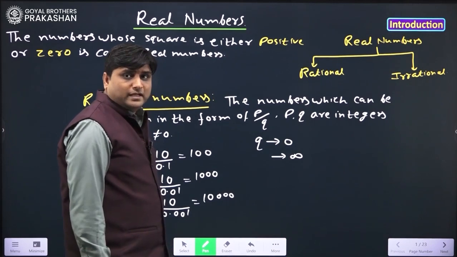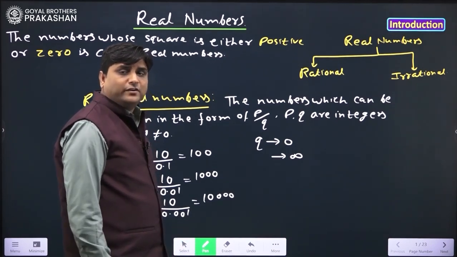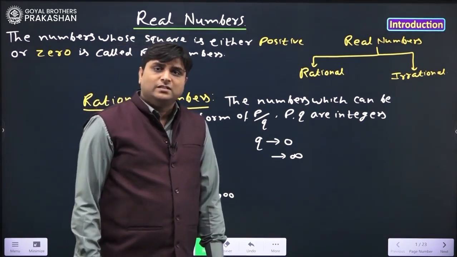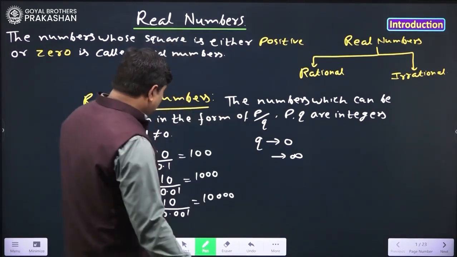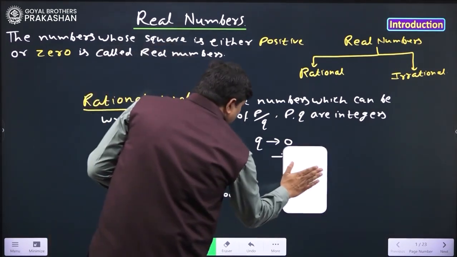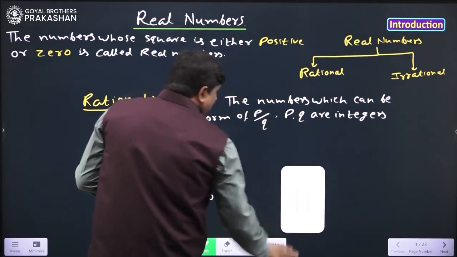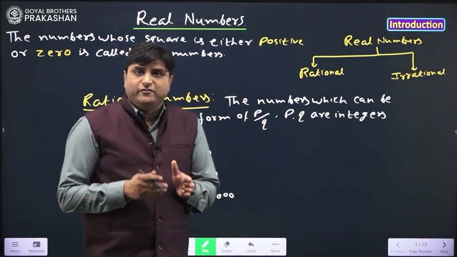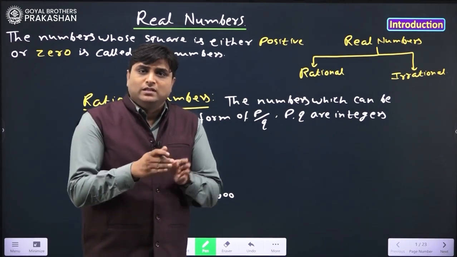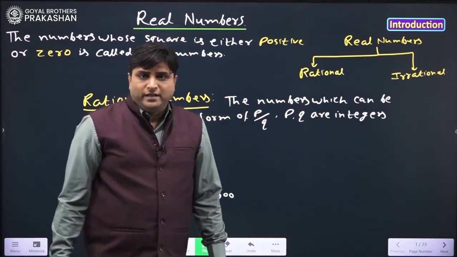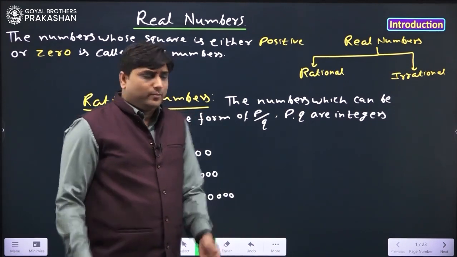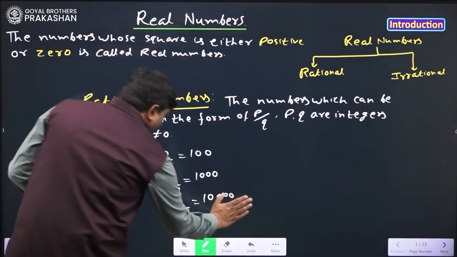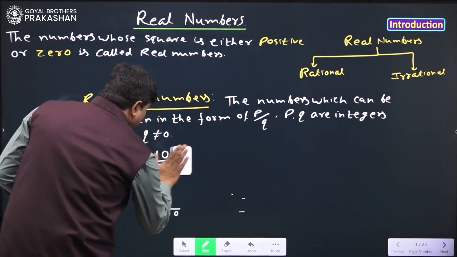So we know that infinity is not a real number. Infinity is a number which is very large, beyond your imagination. So we say Q should not be equal to 0. So the conclusion is, if the denominator approaches 0, then the result approaches infinity, and in that case it will not be real, meaning it will not be rational. So Q should not be equal to 0.